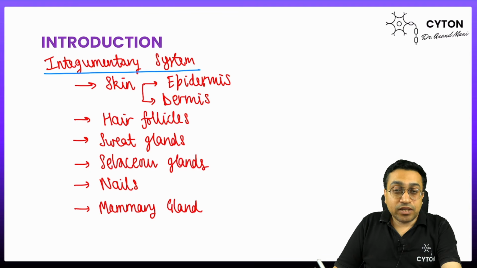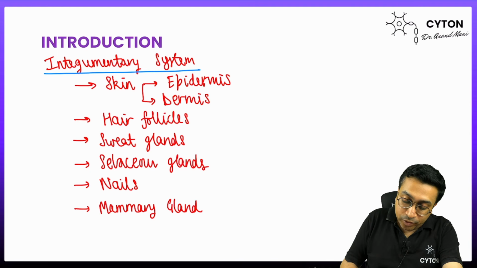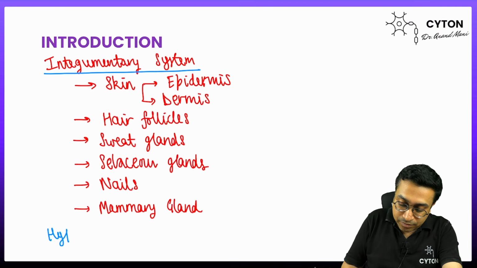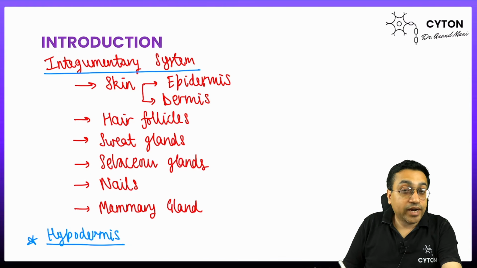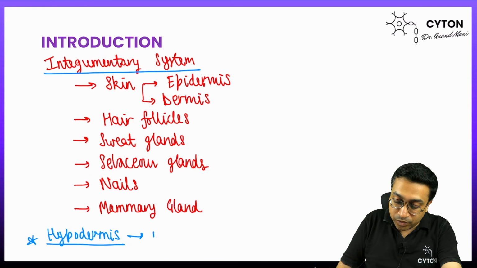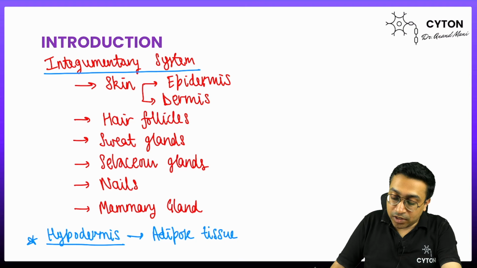So then if you have heard, there is another word, that is the hypodermis. Okay, hypodermis. What is this hypodermis? This consists of the adipose tissue, okay, primarily the adipose tissue, which lies deep to the dermis.